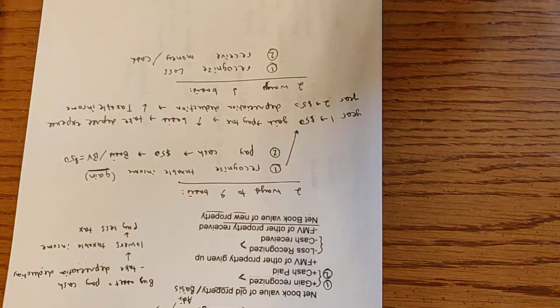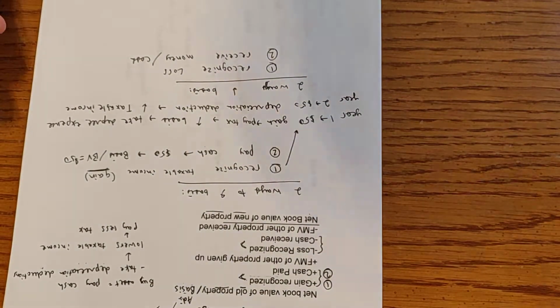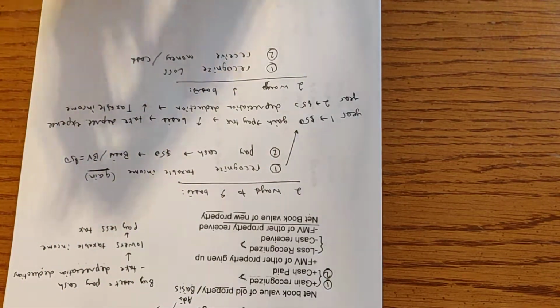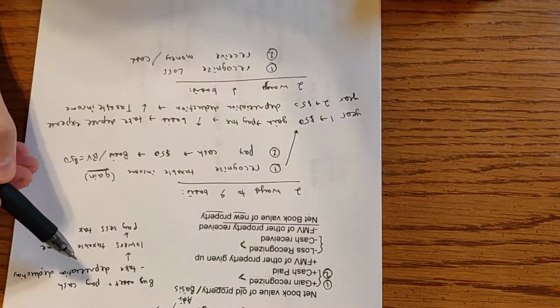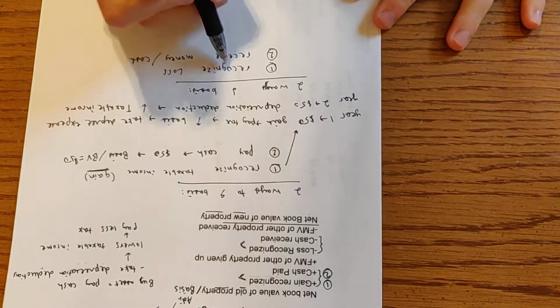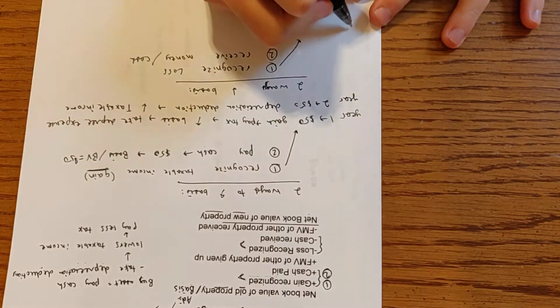So the first one, recognizing a loss. Let's say, as we said before, we want more basis, because if we have more basis, then we will be able to take these depreciation deductions. The other reason we want more basis is because we're more likely to recognize a loss. What does that mean? Let's make an example.